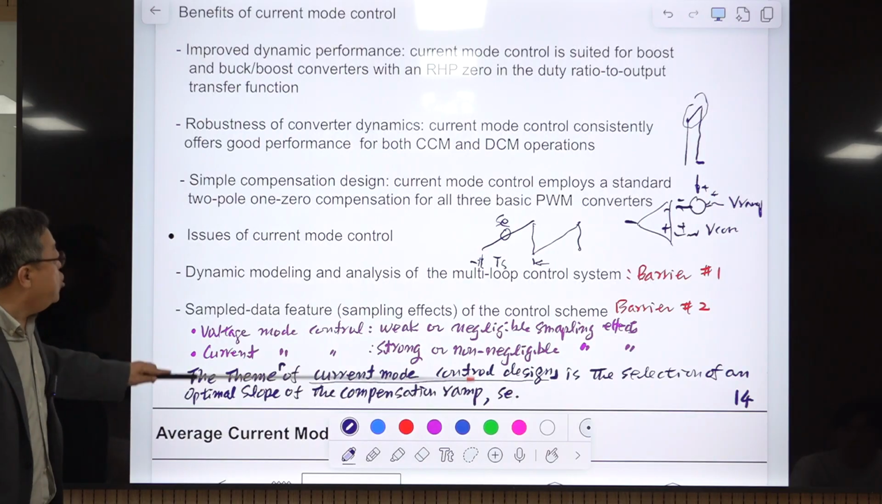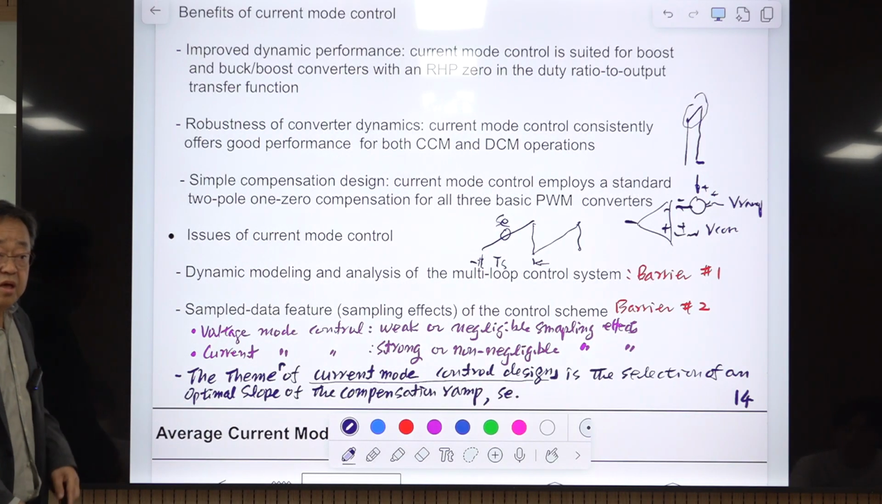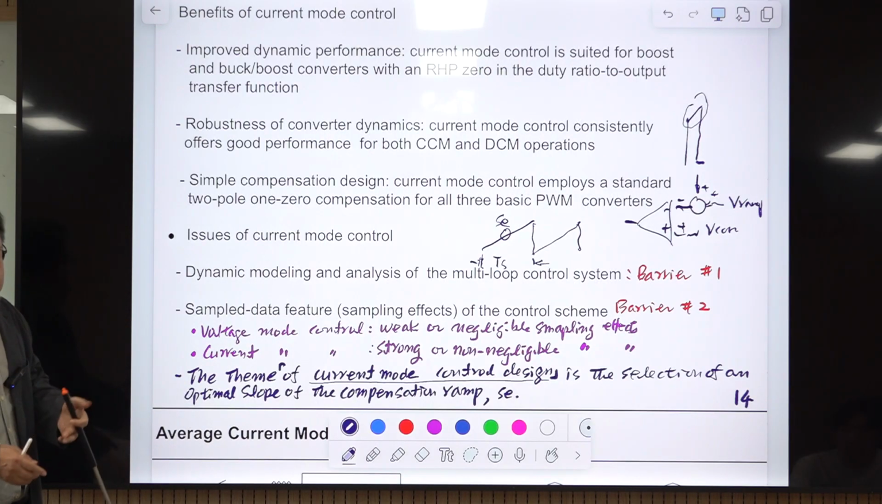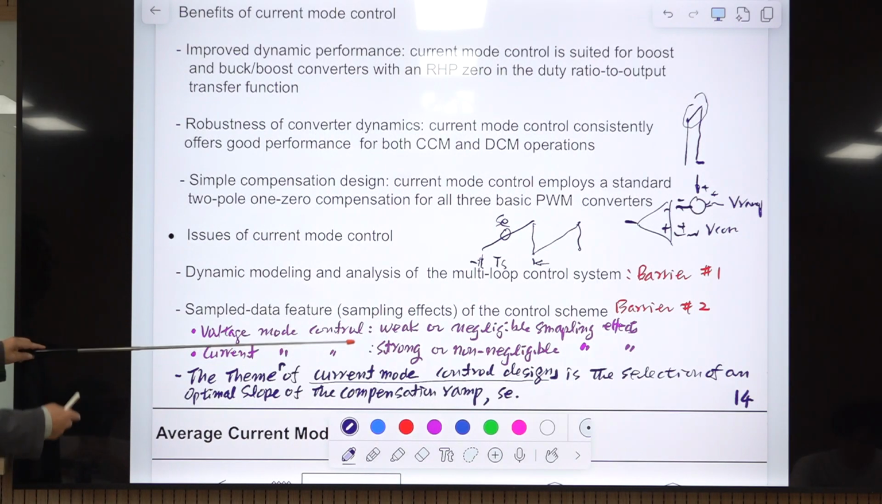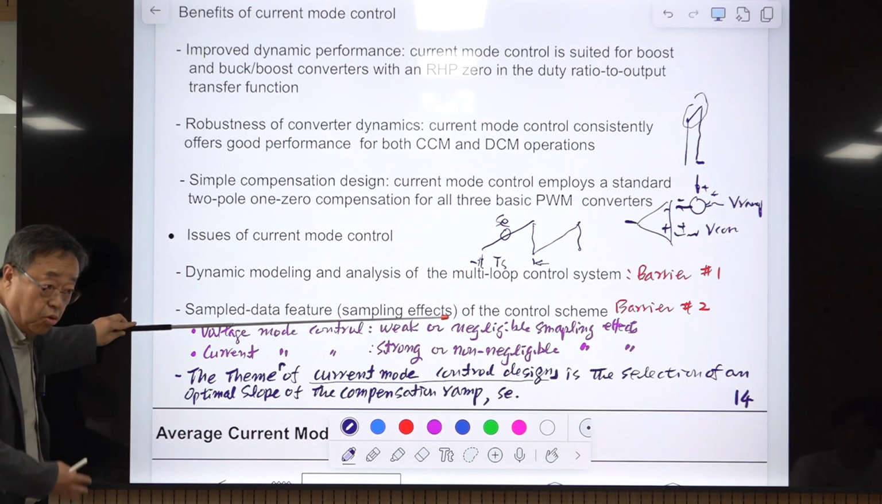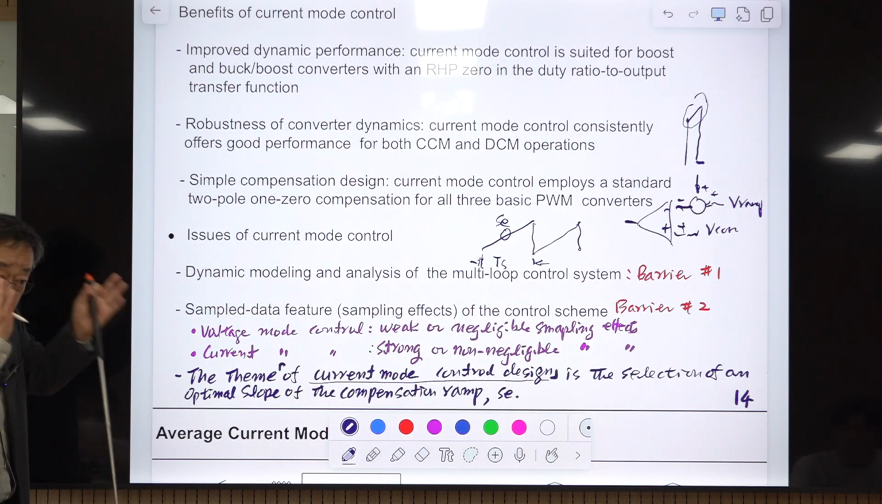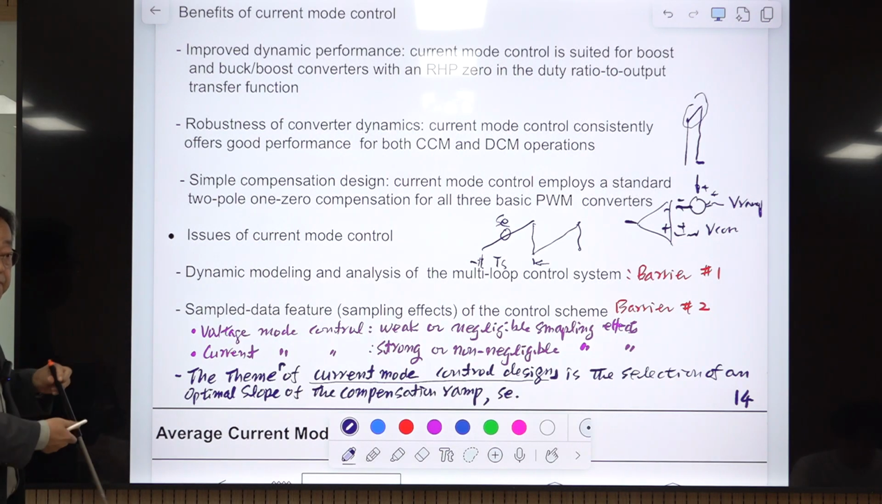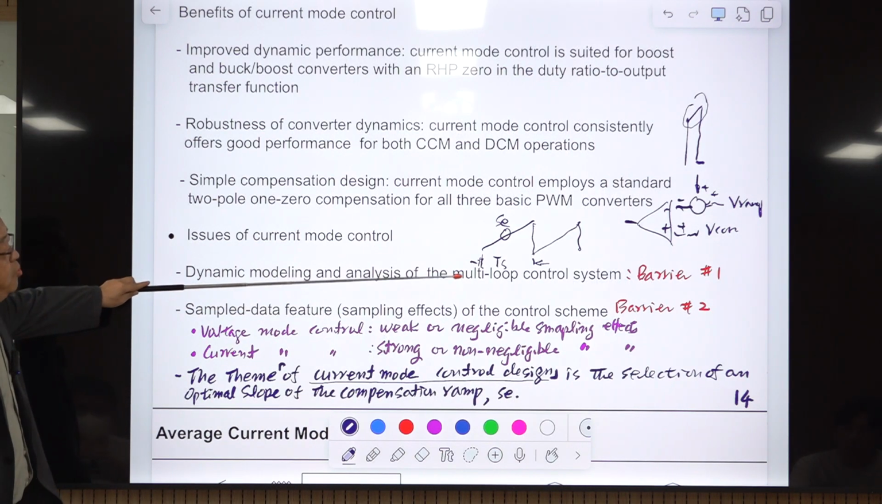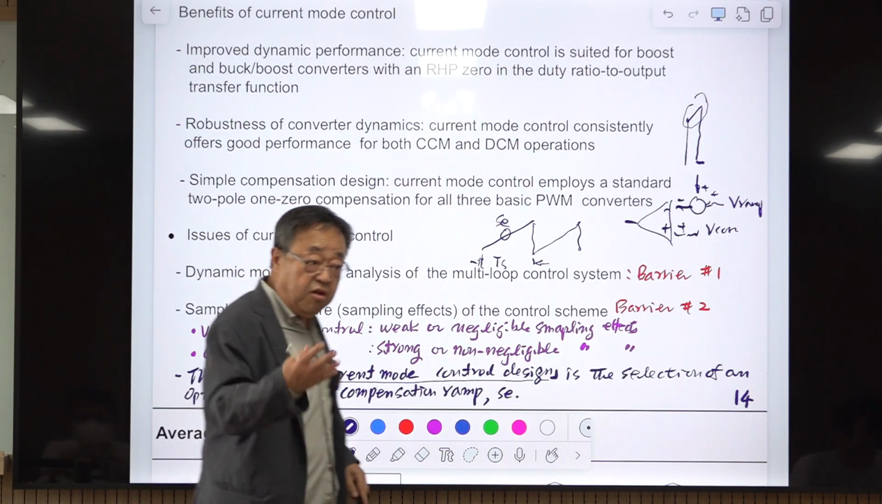So you need to address this and you need to address this. Eventually, at the end of this topic, you will know everything about these two almost automatically. So I'm teaching in that way. You will be overcoming barrier number 1 and barrier number 2 gradually without realizing it.